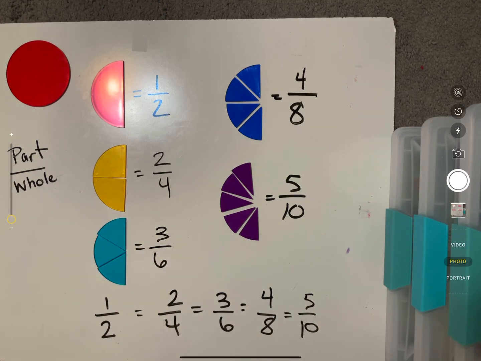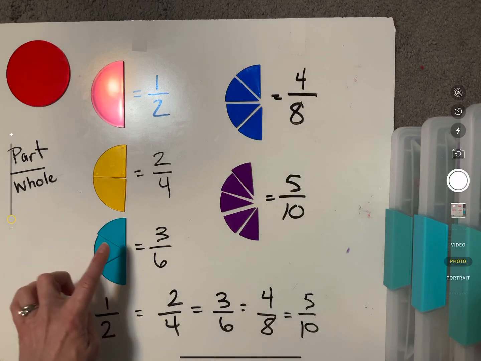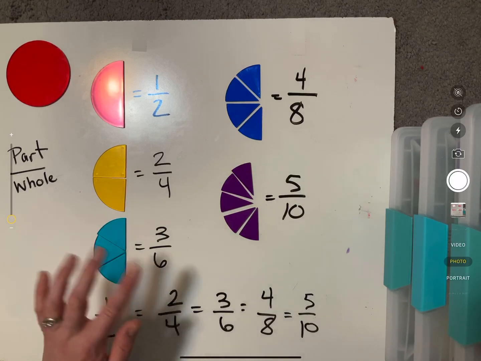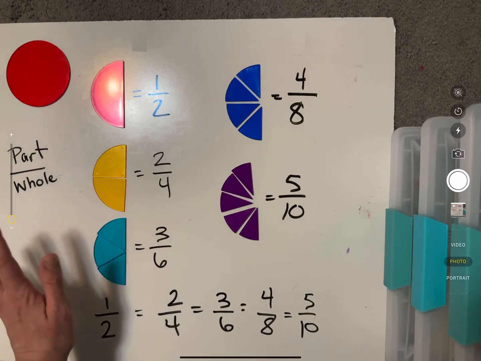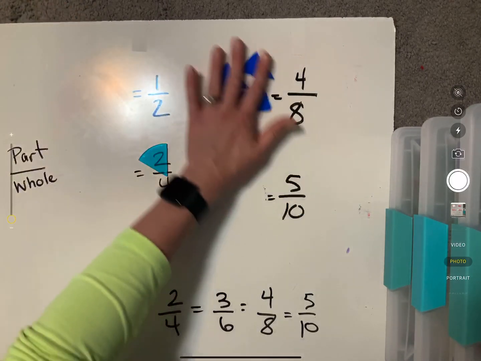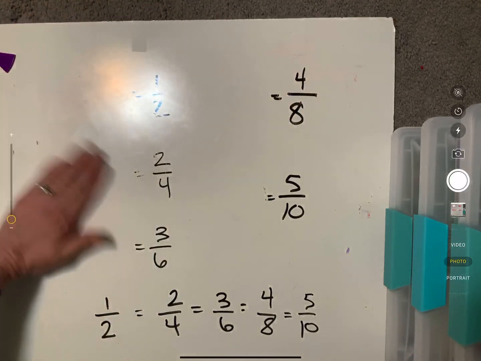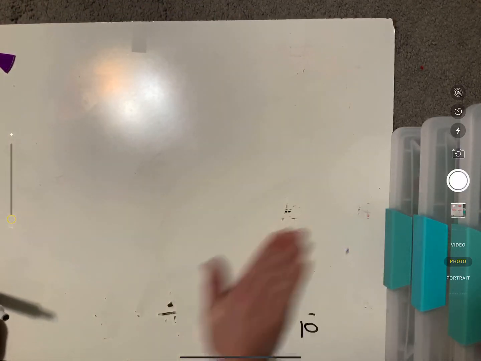Now, I will tell you that when you're drawing fractions, pie pieces are a little tricky because it's hard to separate them evenly. So they're a little bit trickier. We're going to show you rectangles here in just a second, and that's my favorite way to show fractions just because it's a little easier to draw them out. So let me erase my stuff.